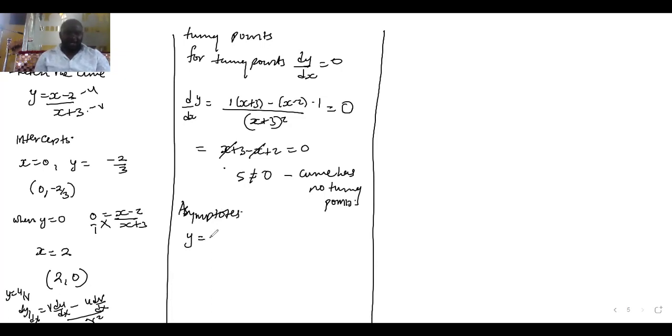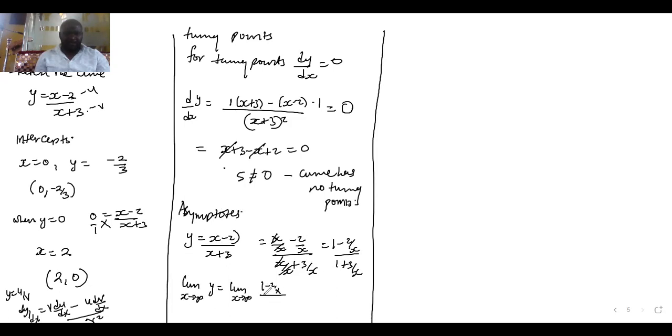Method one: y is equal to (x minus 2) over (x plus 3). Divide by the highest degree of x, you get x over x minus 2 over x, all over x over x plus 3 over x. You get (1 minus 2 over x) over (1 plus 3 over x). In the limit, as x tends to infinity of y, this is the limit as x tends to infinity of (1 minus 2 over x) over (1 plus 3 over x). This will give me (1 minus 2 over infinity) over (1 plus 3 over infinity), and the answer is 1. So y is 1 is the horizontal asymptote.